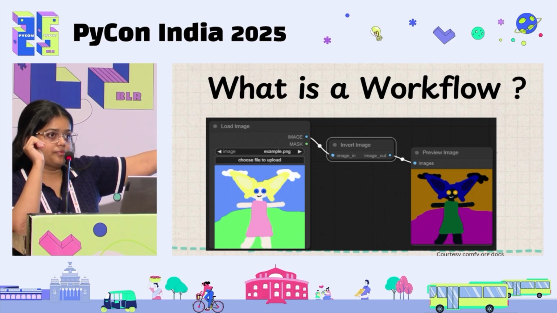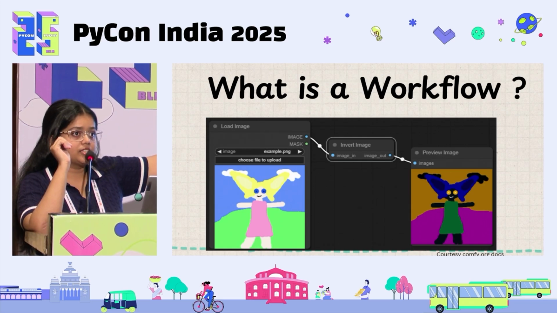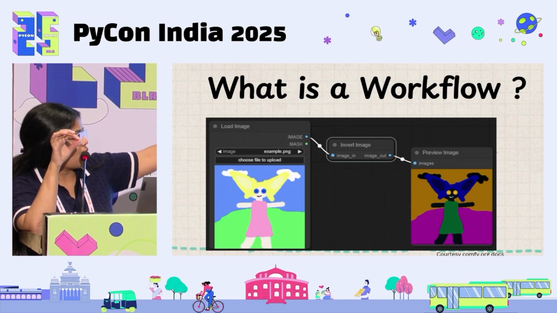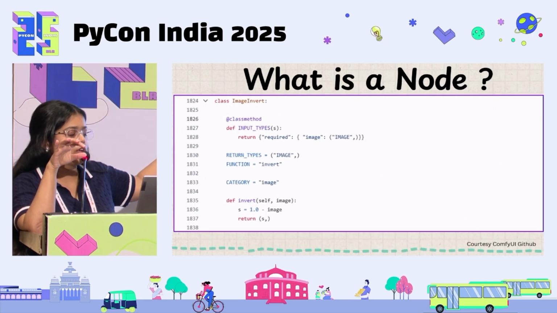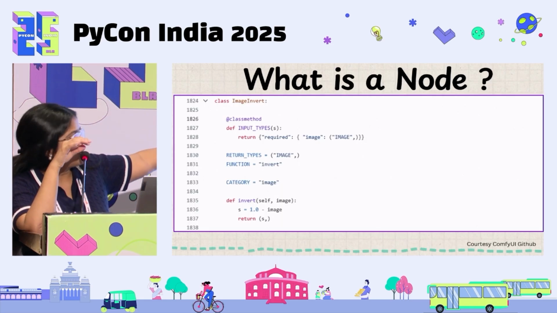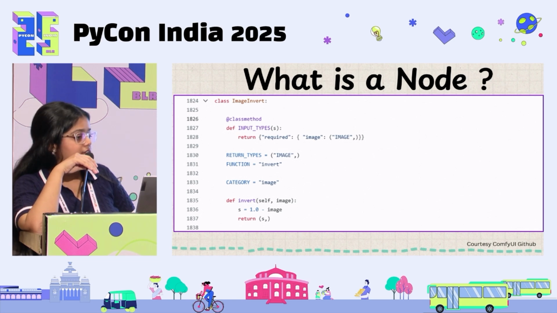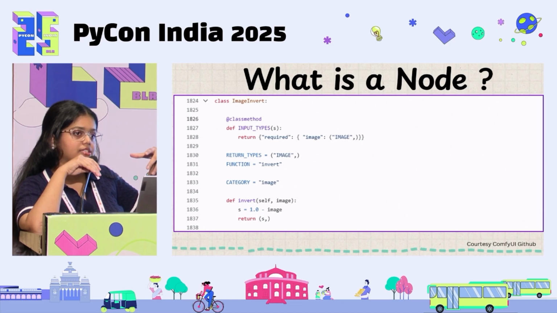Each of these nodes has a Python backend. Each of these blocks is a block of logic. I'll show you a simple implementation of this invert image to give you context on how you can build your own Python based nodes. You can define the input types, you can define the return types, and then there is a function, which is def invert. What this node does is invert any black pixel into a white pixel and vice versa.